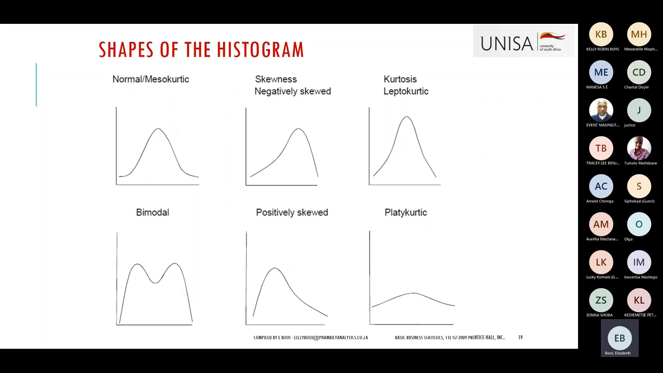You don't have to learn about some of this, but if in your module they do tell you about the skewness of the data, you can also use the histogram to see the shape of that data. Later on, next week, when we deal with the variances, then you can talk about kurtosis and platykurtic or leptokurtic and mesokurtic, which is your normal distribution.